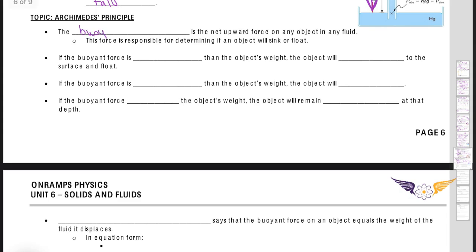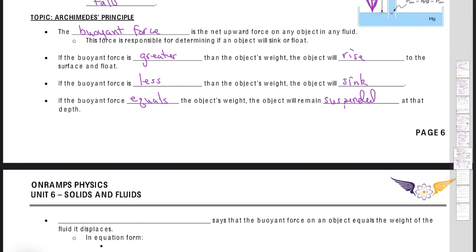So the buoyant force is the net upward force on an object in any fluid. This force is what is responsible for determining if objects will sink or float. If the buoyant force is greater than the object's weight, the object will rise, so it'll float on top of the water or on top of the liquid. If the buoyant force is less than the object's weight, the object will sink, because the fluid can't provide enough of a buoyant force to cause it to rise. Now, if the buoyant force equals the object's weight, then it's just going to remain suspended.